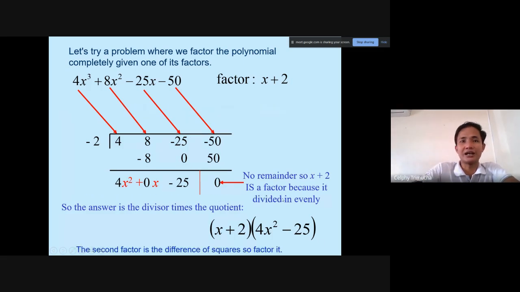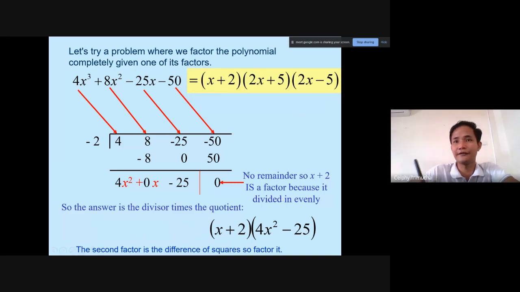Okay? So let's check. The second factor is a difference of squares, so we can factor it again. That means 4x squared is a perfect square, and 25 is also a perfect square. So this will be 2x, this will be 5, separated by plus and minus since they are a conjugate pair. 2x plus 5, 2x minus 5. So this is the complete factor of the polynomial: x plus 2, 2x plus 5, 2x minus 5.